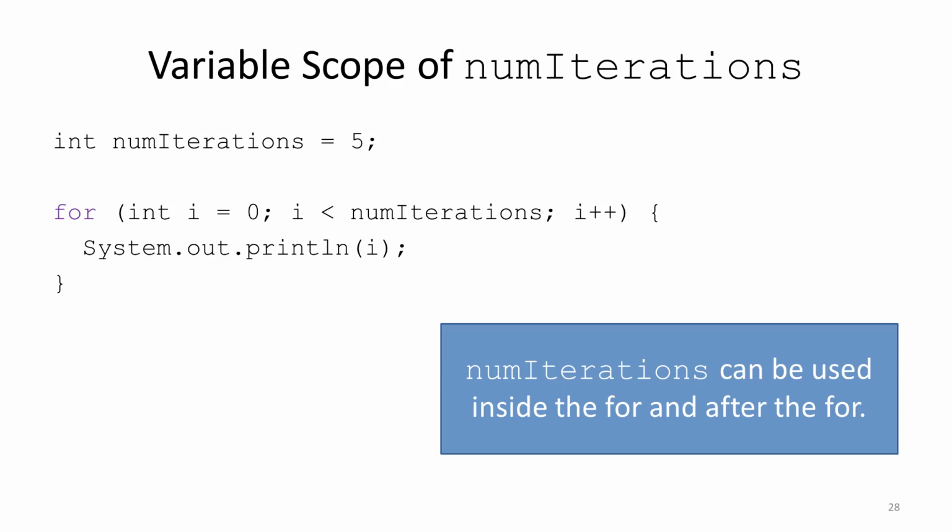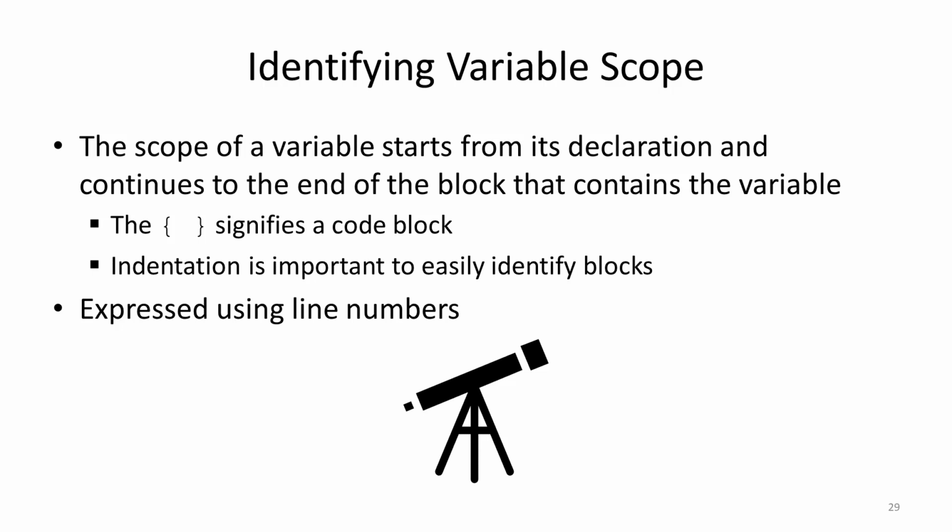Okay, so we can kind of get an idea of what variable scope is. But now, let's see a formal description of it. The scope of a variable starts from its declaration and continues to the end of the block that contains the variable.